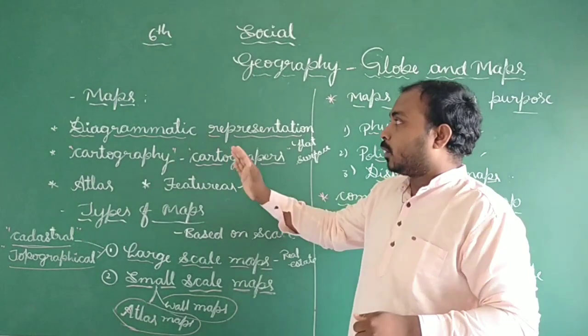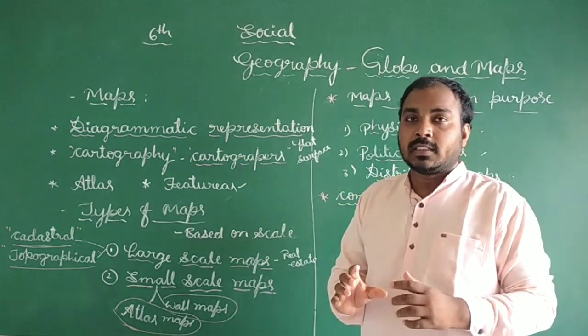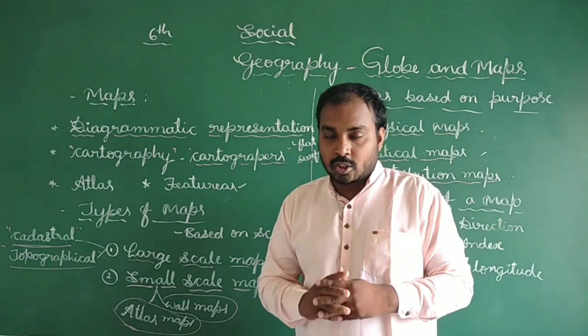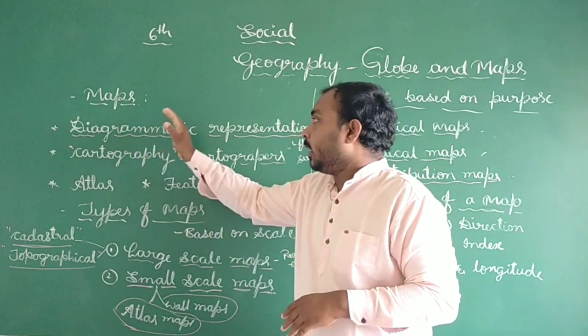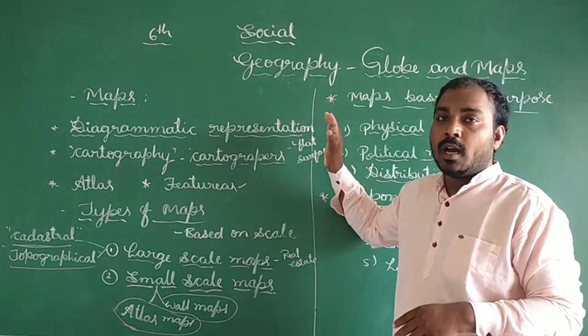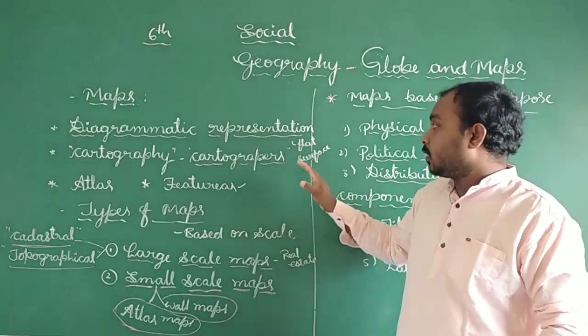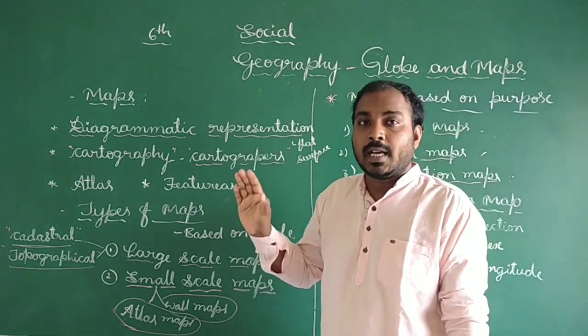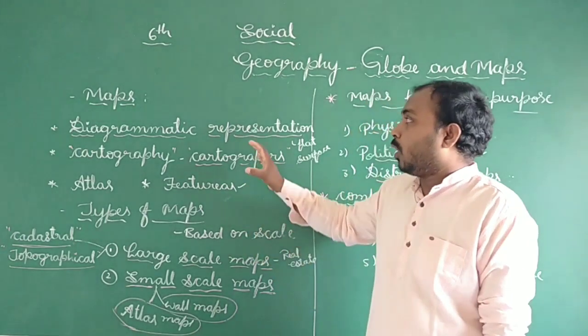Yes, maps. What are maps? A flat surface drawn according to a scale is called a map. Maps are a diagrammatic representation of the earth. Or also, a flat surface according to the scale is called a map. This is what a map is.